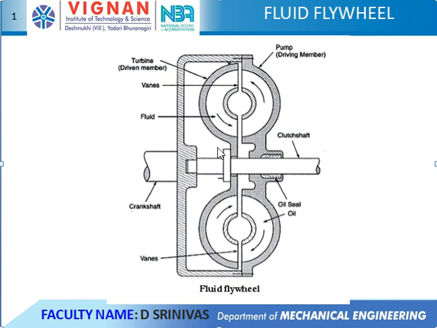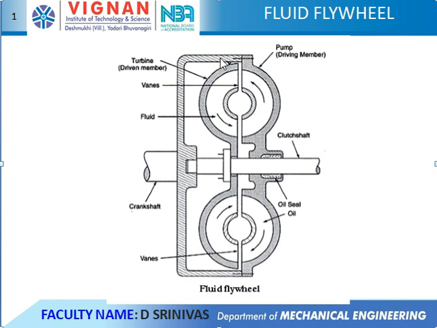So when the oil is being transferred from the pump to the turbine, turbine to pump, and so on, it will transmit some power between the crankshaft and the driven member, that is the clutch shaft. So we can use this flywheel as a medium for transmission of power. The advantage with the fluid flywheel is that it doesn't give any vibrations, because the transmission of the power is very smooth. So it can be used as a clutch.